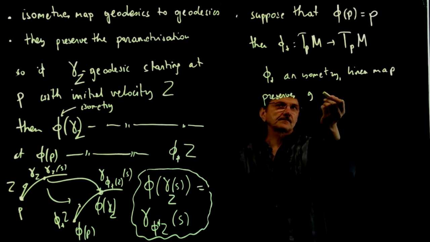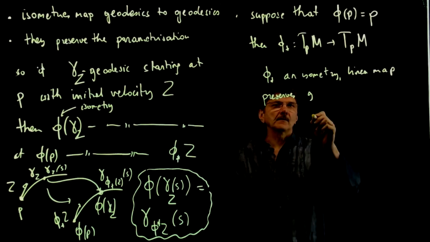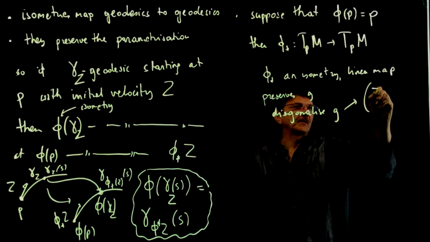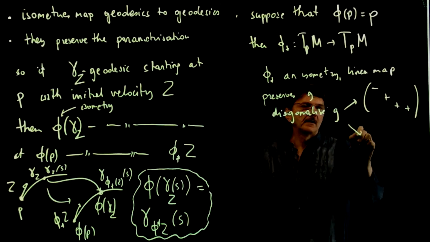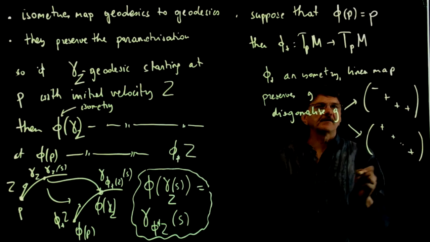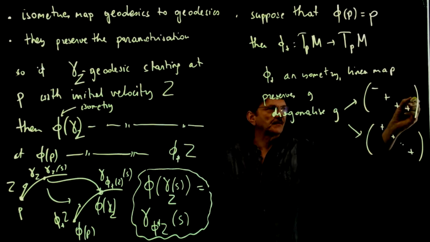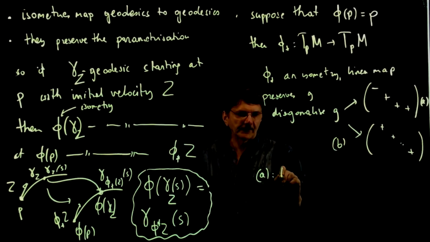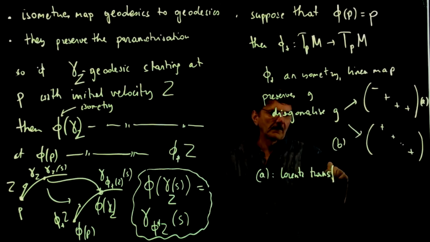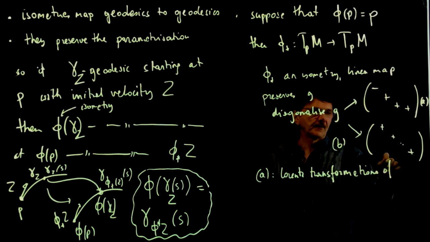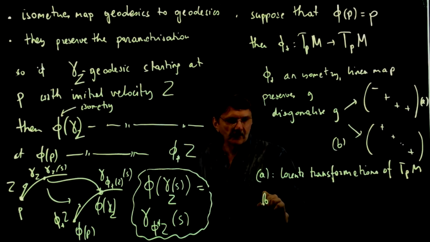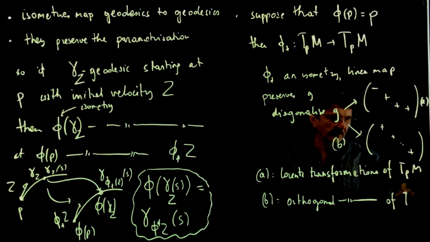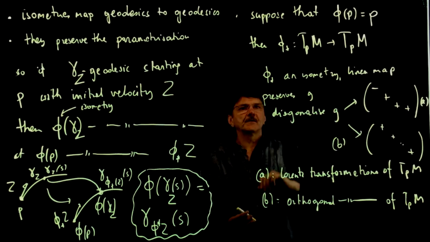So if you just diagonalize g, either it could be the Minkowski metric, which you're interested in, right? Or the positive case. Let me call this case A and this case B. In A, you just get Lorentz transformations of TPM, while in the case B, you get orthogonal transformations of TPM. So everything you know about the Lorentz group, you can use on this map phi star.